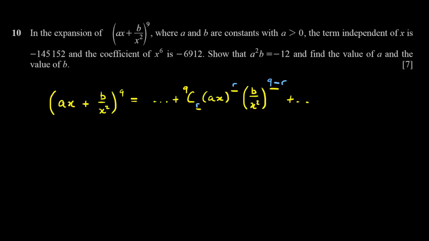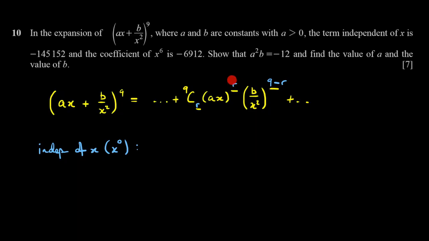Now then, we've got two particular situations that we need to consider. One is the term independent of x, which means we're going to get an x to the power of 0. And we've got another situation where we're going to get an x to the power of 6 term. We've really got to think about how we can choose the powers that go here in such a way that we either get no x's or x to the power of 6. So let's just have a quick think about that.